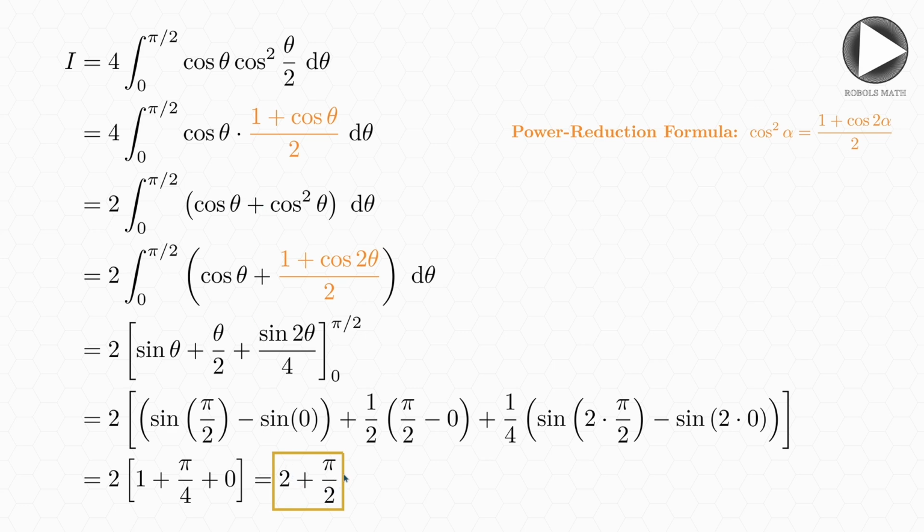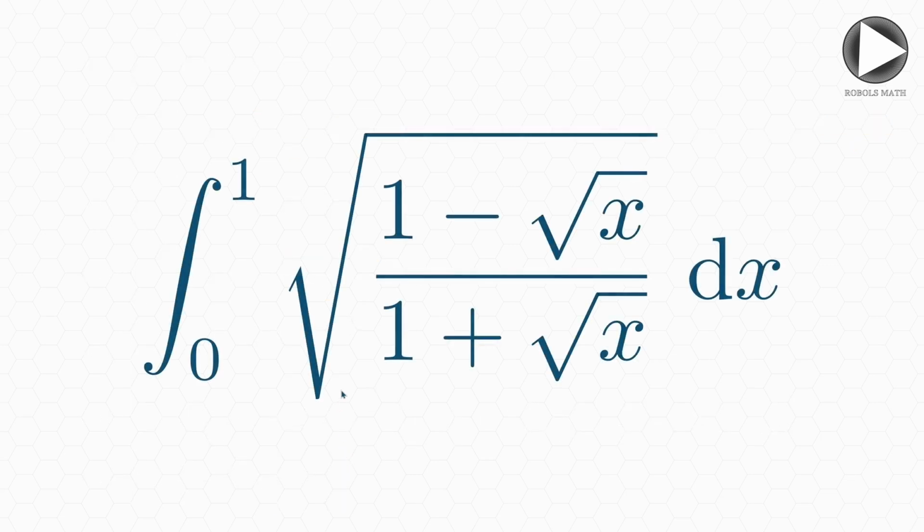I'm leaving another exercise for you, which is a bit related to this one. Instead of 1 plus square root of x over 1 minus square root of x, I want you to answer the reciprocal of that, which is 1 minus square root of x over 1 plus square root of x. Leave your solution in the comment section.